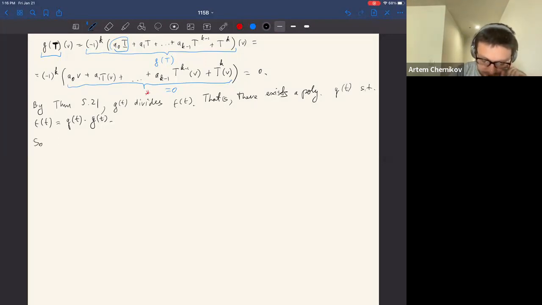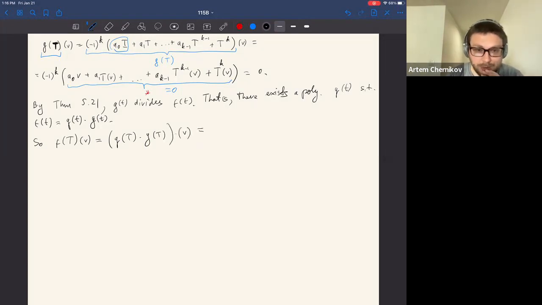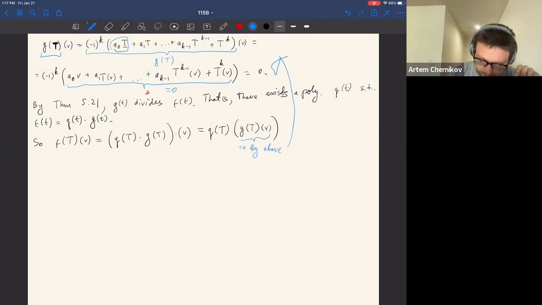Okay. But since we have such a form for f now, we can look at what f of T does when we apply it to v. So this is the same as taking q of T times g of T applying to v. But this is the same as q of T, in fact not times, we're taking the composition, because remember. So q of T composed with g of T evaluated on v, that's what we are getting here. And this we know is 0 by the above. So this is equal to 0, as we just pointed out.